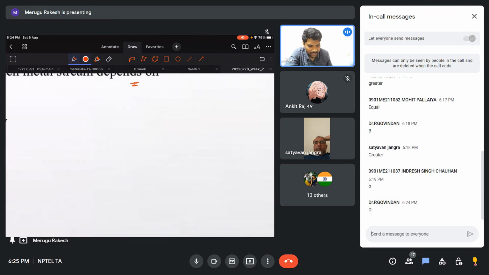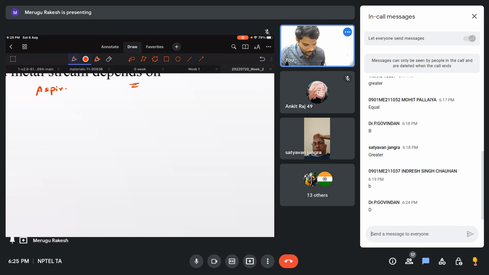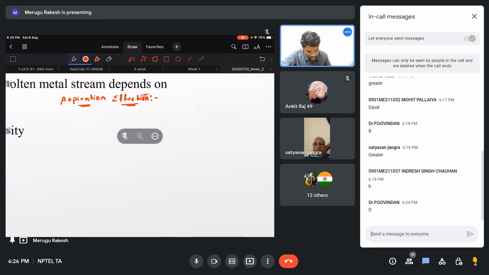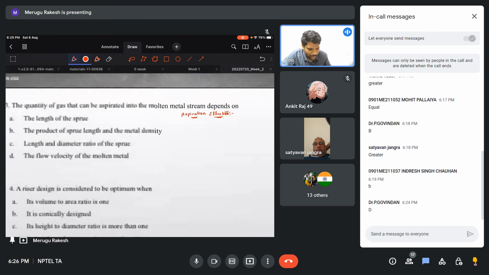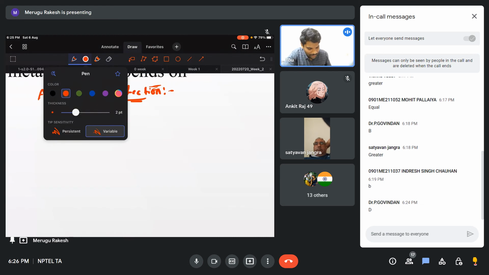I'll just explain this concept also. This aspiration effect is very key and plays an important role. In my last session, I explained the derivation of this aspiration effect. So there is finally one answer, option D, the flow velocity of the molten metal. No, it's not the correct answer. Okay, let me explain.